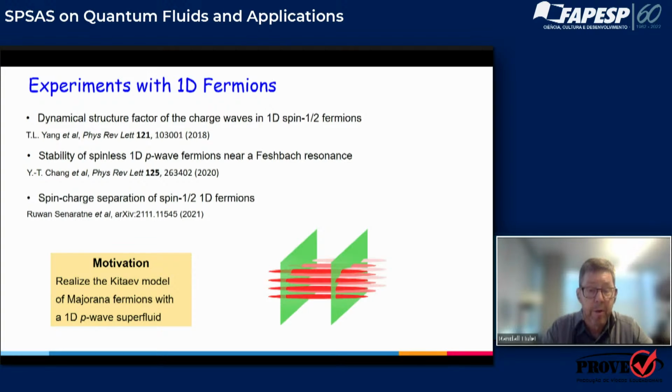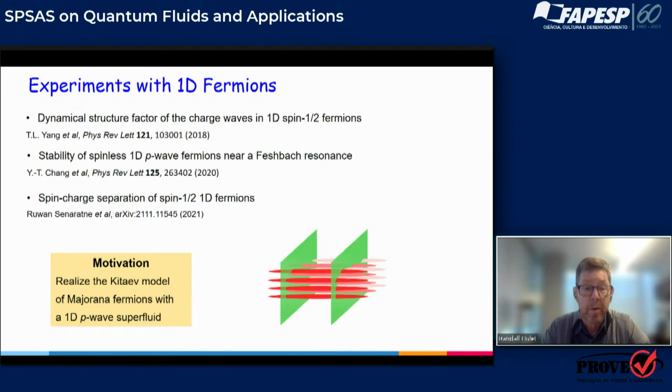There are, as far as we know, no P-wave superconductors that have been conclusively discovered, which is pretty surprising. There are some candidates, but what we would like to do is to engineer a P-wave superfluid by using a Feshbach resonance to induce P-wave pairing between identical fermions. And so we tried to do that in one dimension. We did do that in one dimension.